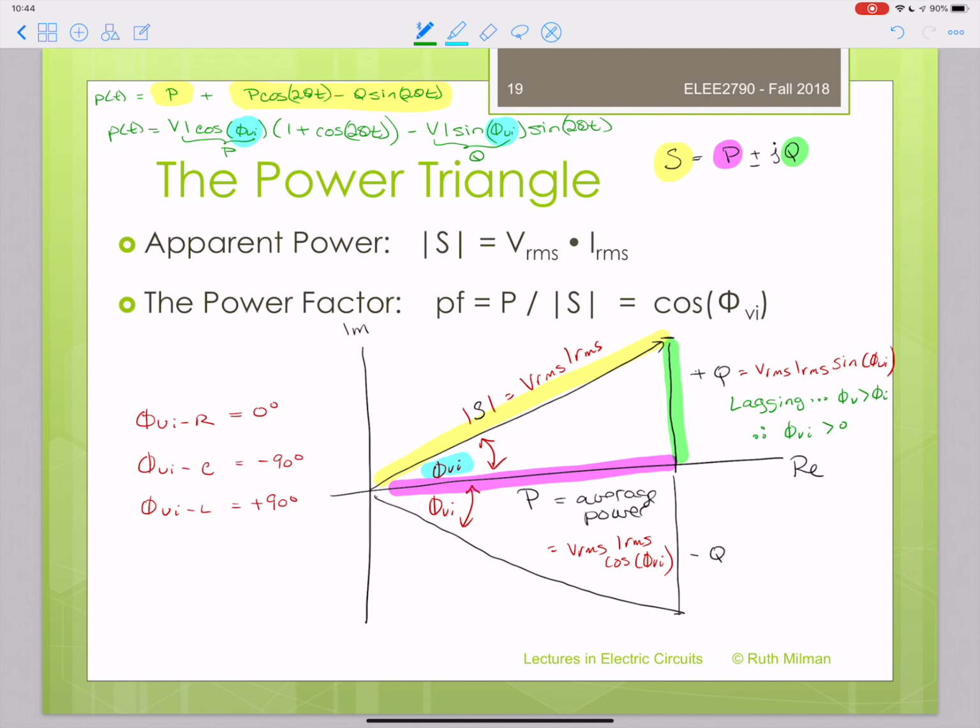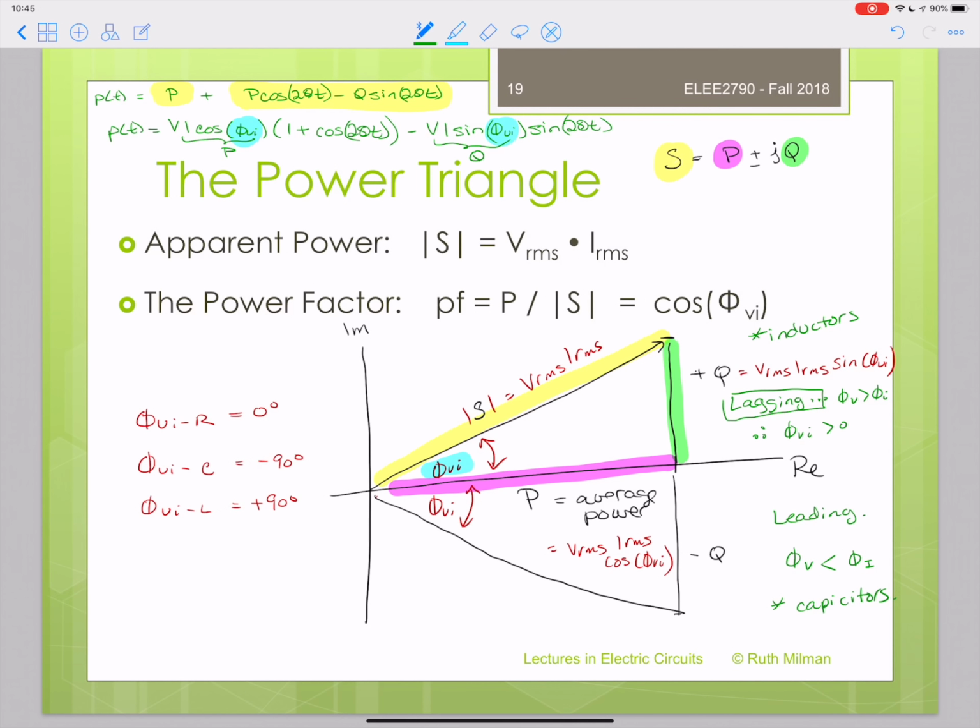On the other hand, if we're in the lower half of this, we talk about leading. What does that mean? That means that the current leads the voltage. So we have the phase shift of the voltage is less than the phase shift of the current. Typically, inductors fall into the upper category and capacitors fall into the lower category. Now, when we look at most residential and industrial power, we talk about lagging power. So lagging is the more common power that we have, and essentially all of this leads to the basic structure.